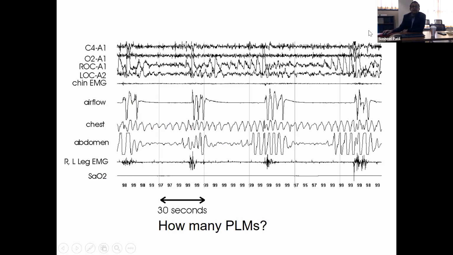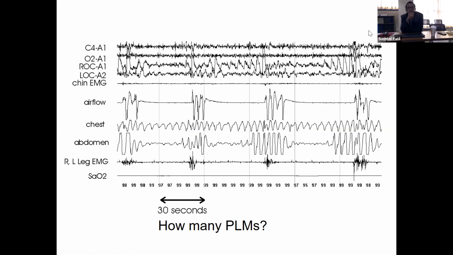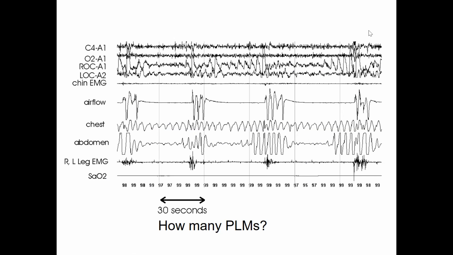Rick, are you there? Yeah, I think we're good. All right, Rick. How many leg movements are in this channel? I'm seeing 4. Do they qualify to be periodic limb movements? Yes. Why do you say that?